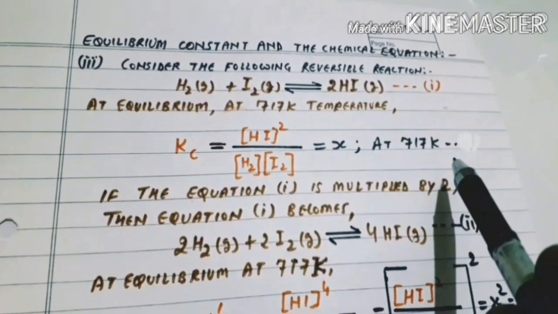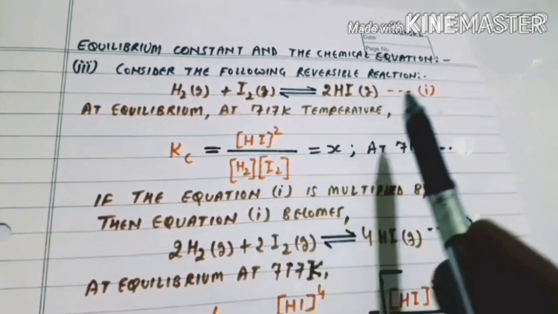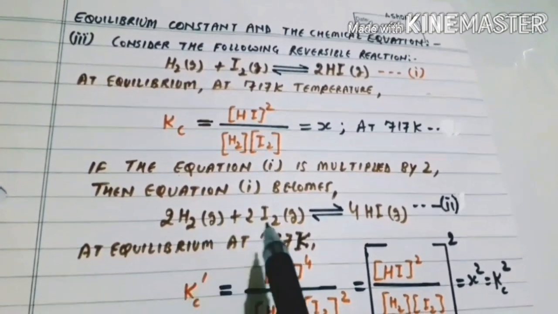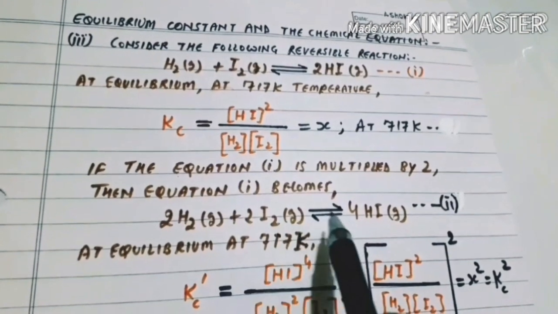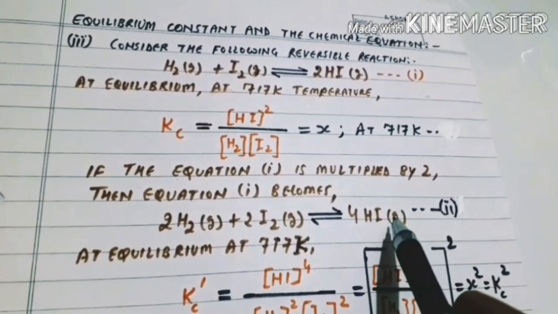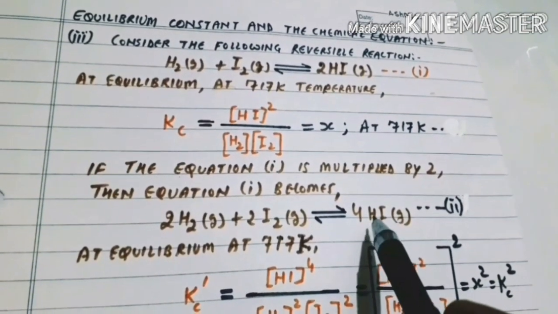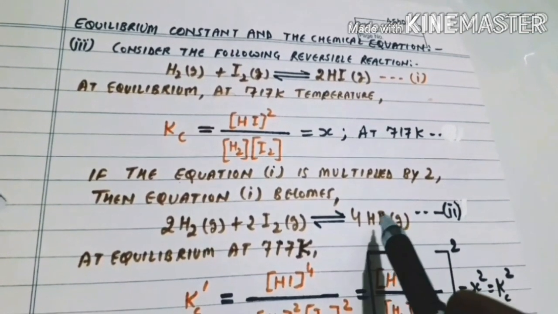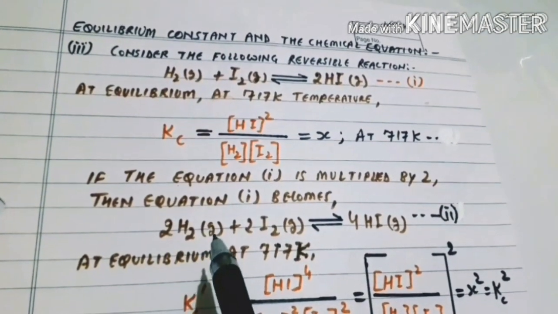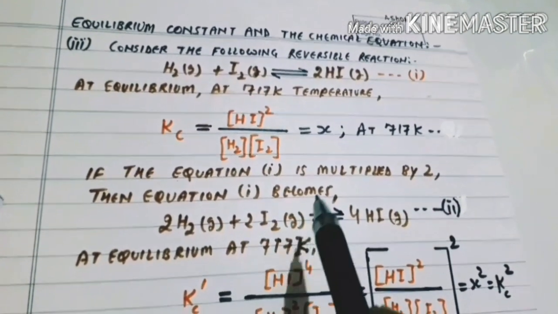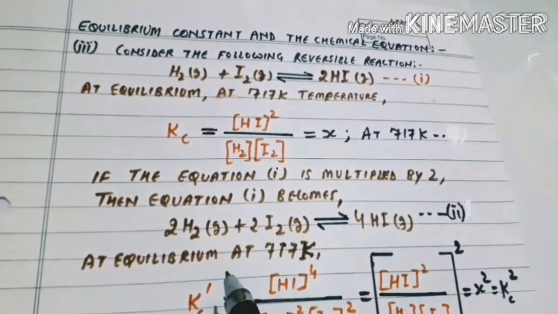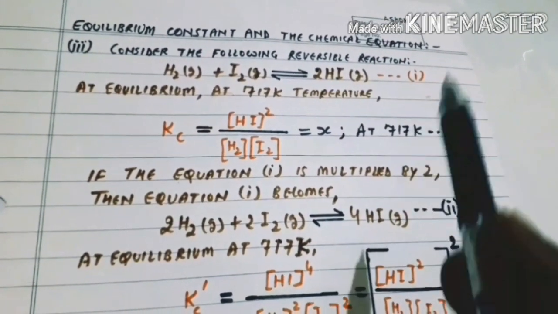Now, if equation number 1, which is the balanced chemical equation of the reversible reaction, is multiplied by 2, then equation 1 becomes 2 moles of hydrogen gas reactant reacting with 2 moles of iodine gas reactant in the forward direction to produce 4 moles of hydrogen iodide product, and 4 moles of hydrogen iodide product decompose in the backward direction to give back the reactants, that is 2 moles of hydrogen gas plus 2 moles of iodine gas at the same temperature, that is at 717 Kelvin.